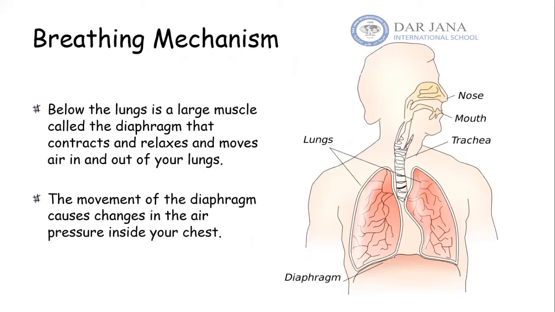Now, at the end of the lungs, we have a muscle called the diaphragm. Now, this muscle, when you breathe in, is going to contract. So as it contracts, it's going to move down. And as it moves down, the volume inside your rib cage is going to increase.